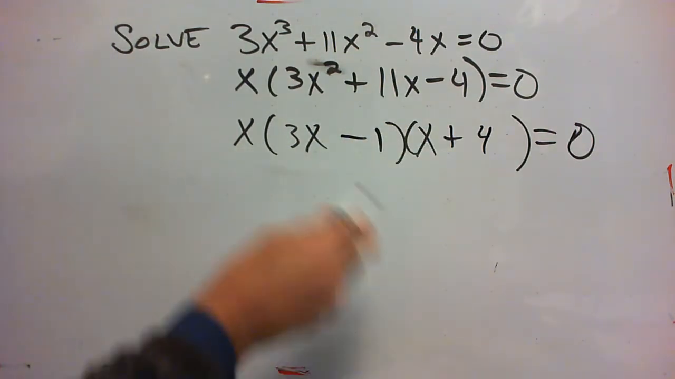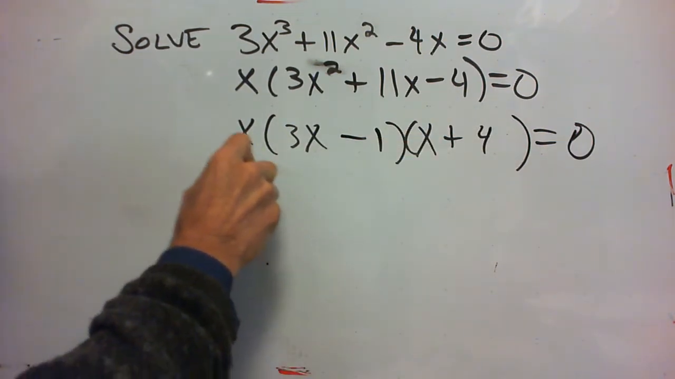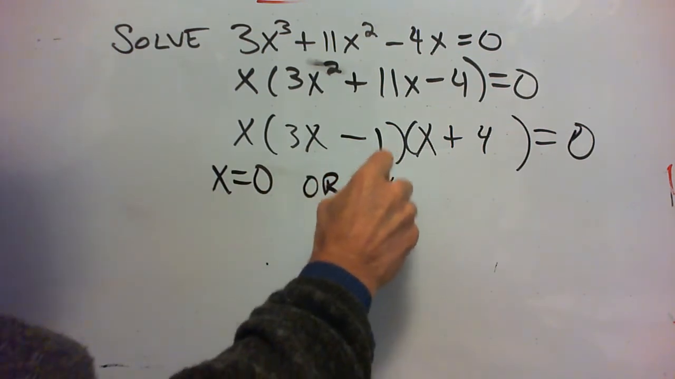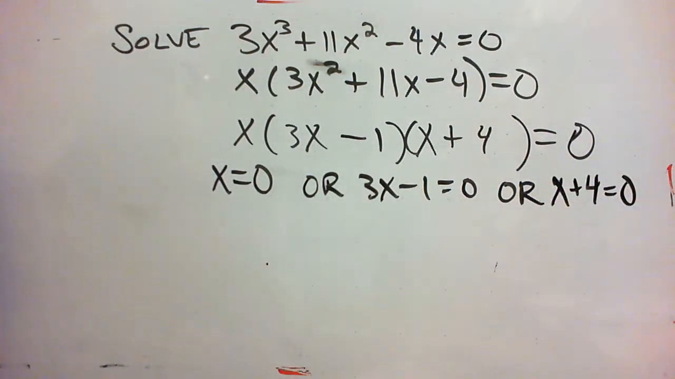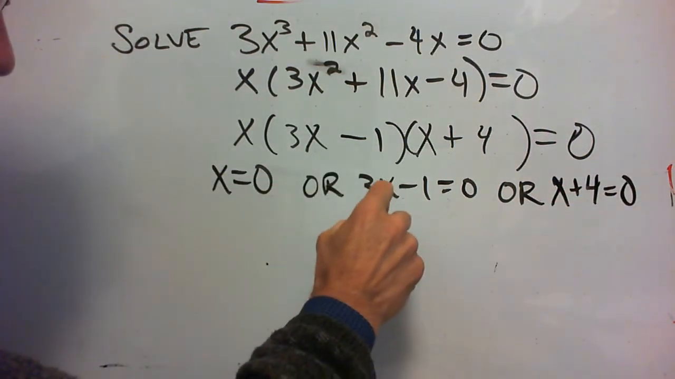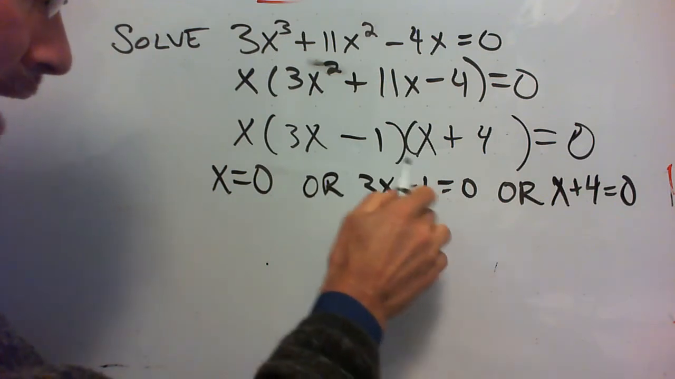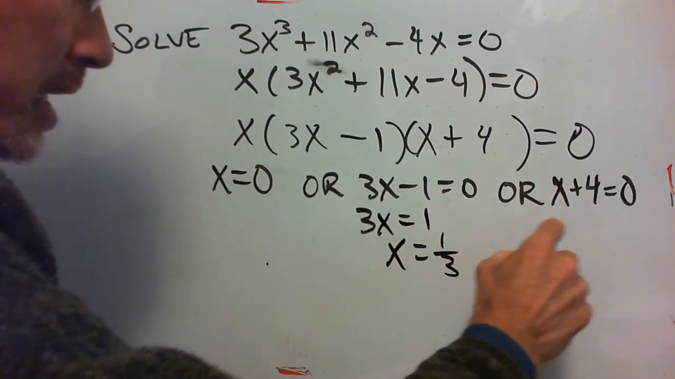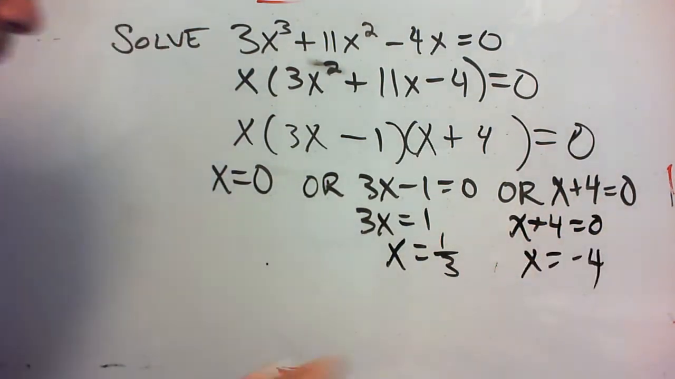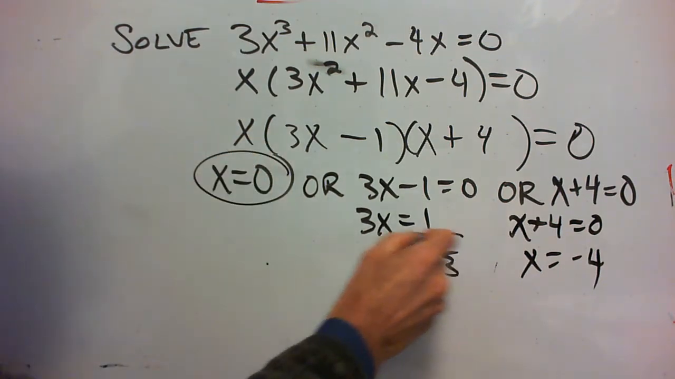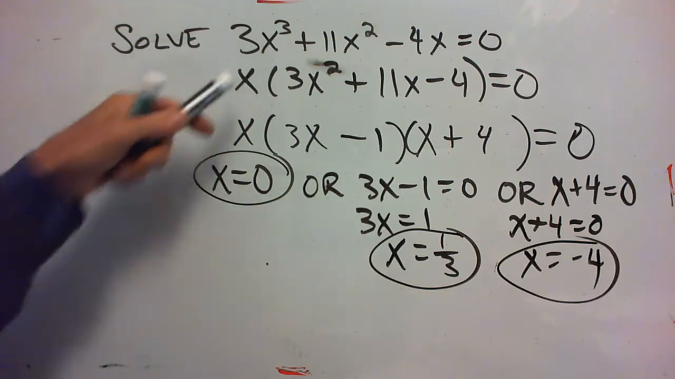We achieve that by putting the plus 4 to multiply by the 3x, the minus 1 to multiply by the x. So now applying the zero product rule, we let each factor equal 0. In this case, we have x equals 0, or 3x minus 1 equals 0, or x plus 4 equals 0. X equals 0 is already solved. Now we solve 3x minus 1 equals 0. Add 1 to both sides. X is 1/3. And then x plus 4 equals 0, so x is -4. So we have 3 answers. Don't forget that third answer of x equals 0, because it is a solution to this equation.